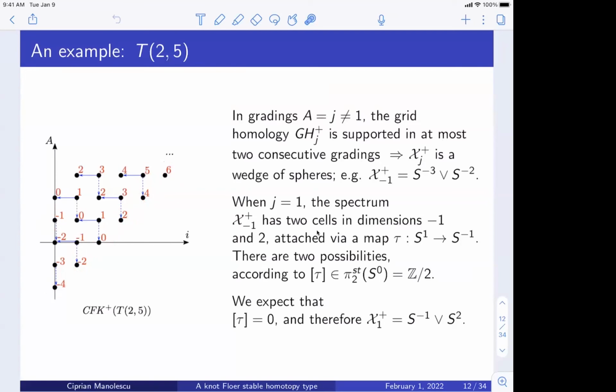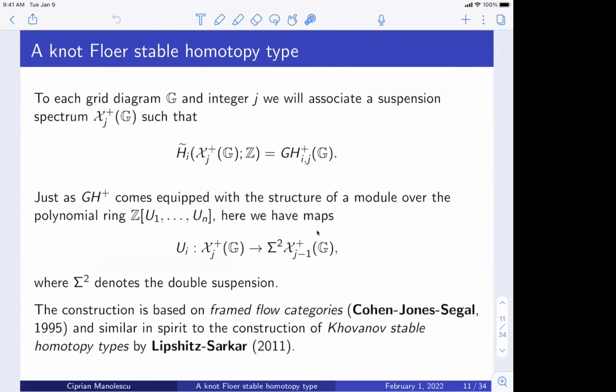Okay, I see. And maybe a follow-up question. Sometimes, you taught me that the plus version of, say, Floer homology can be interpreted as an S1 equivariant homology somehow. Would you expect to be able to see some spectrum with an S1 action? This is a good question.